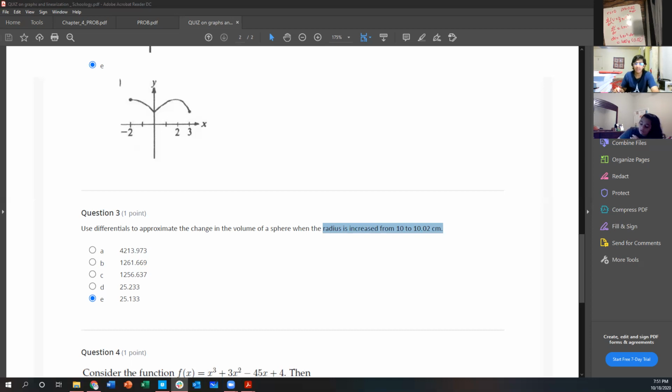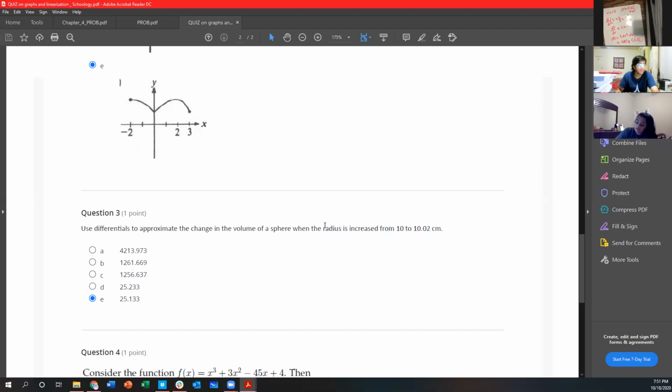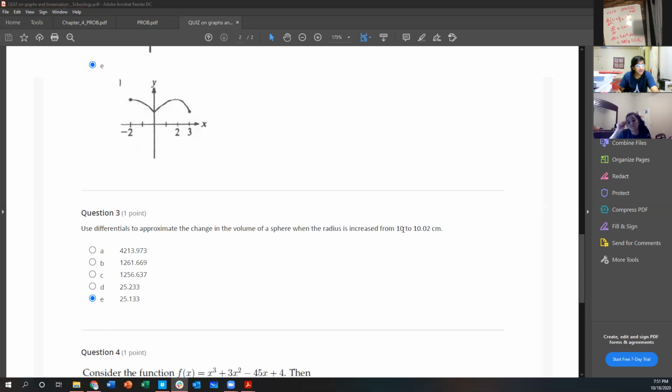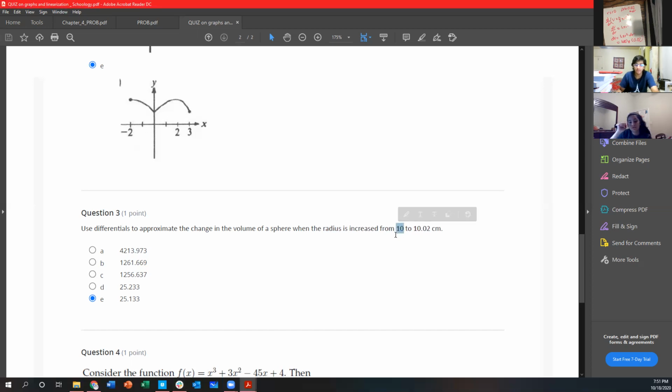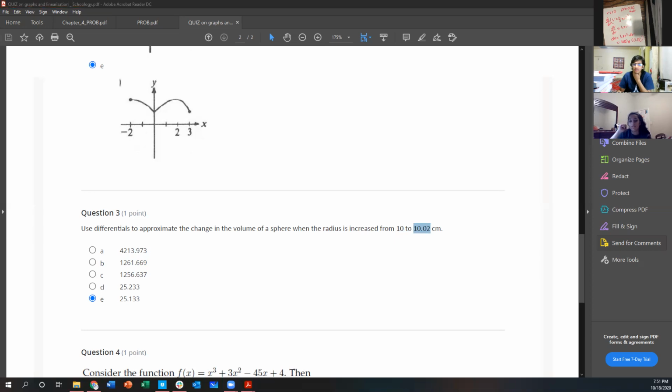I was a little confused at first whether to use 10 or 10.02 as my r here, because you're going to get different answers if you do it differently. The important thing here is to see that it's increasing from an initial state. Whatever your initial state is, that's the radius. This is after the change. So if it gives you something like this, then you use the initial radius? Yes, you use the initial.